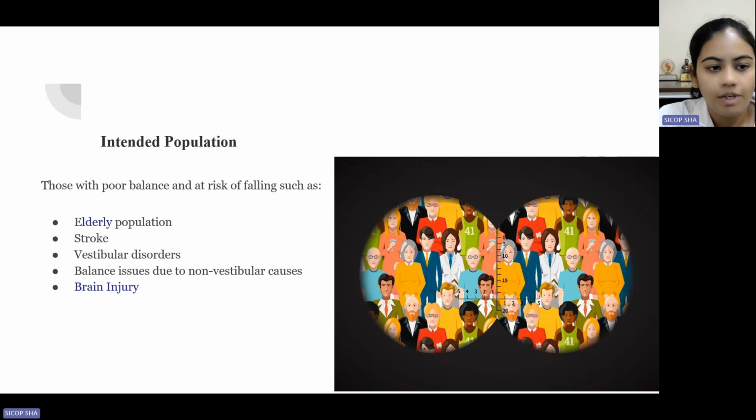The intended population is those with poor balance and at risk of falling, such as the elderly population, stroke, vestibular disorders, balance issues due to non-vestibular causes, and brain injuries.